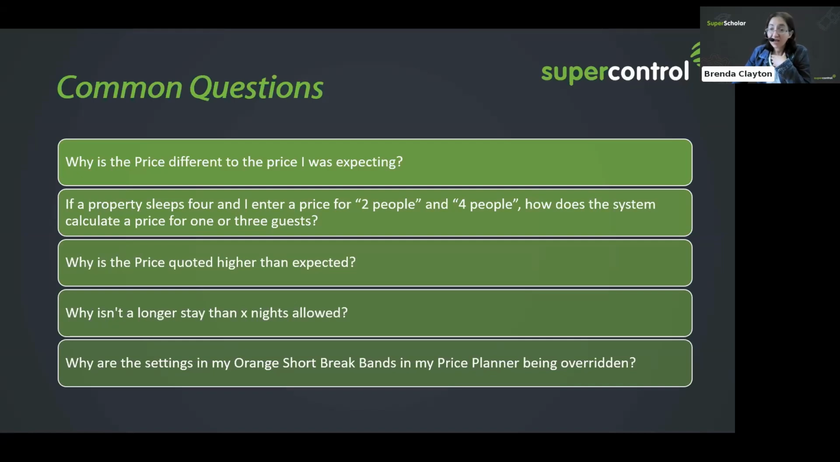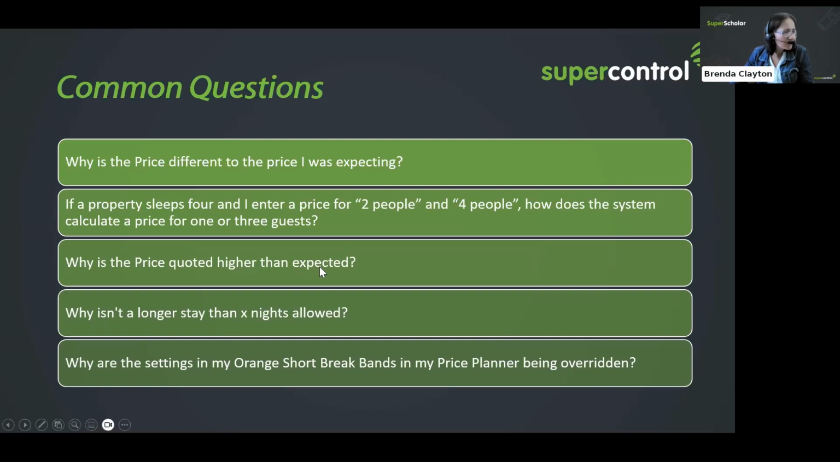Sometimes people ask us, if they have got per person pricing enabled, how does it actually calculate if you've only put in prices for, like, 2 people and 4 people, for example? So what happens is, if a guest was trying to select for 1 person, and you only had 2-person and 4-person pricing, it would give you 2-person pricing for the one. And if you selected anything between 2 and 4, it would select 4 pricing, for example. So if you selected 3 guests, it would give you a 4-person price.